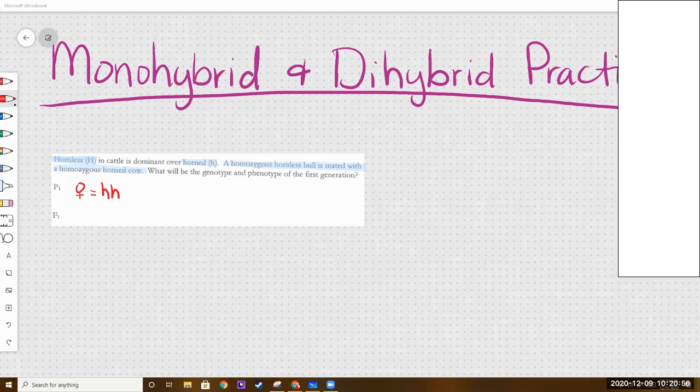Okay. So now the dad, or the bull, he is homozygous hornless. So Lena, homozygous hornless. You can unmute yourself or you can type it in the chat. I don't mind. Again, we know homozygous means the same. And if he is hornless, which is big H, what should his genotype be?